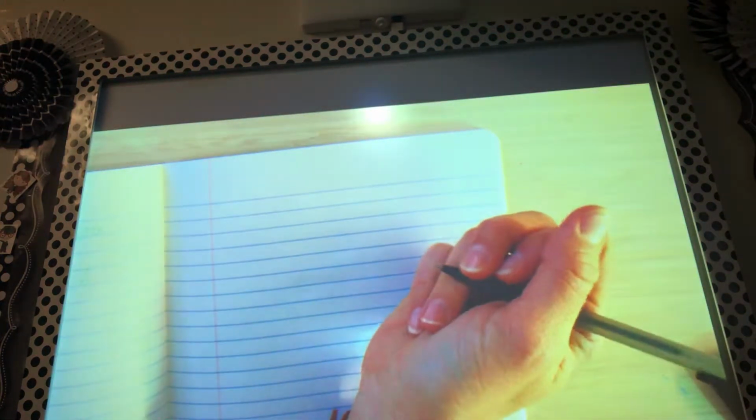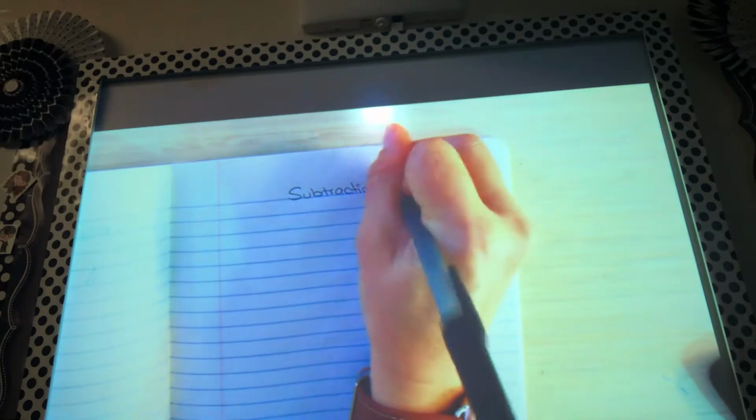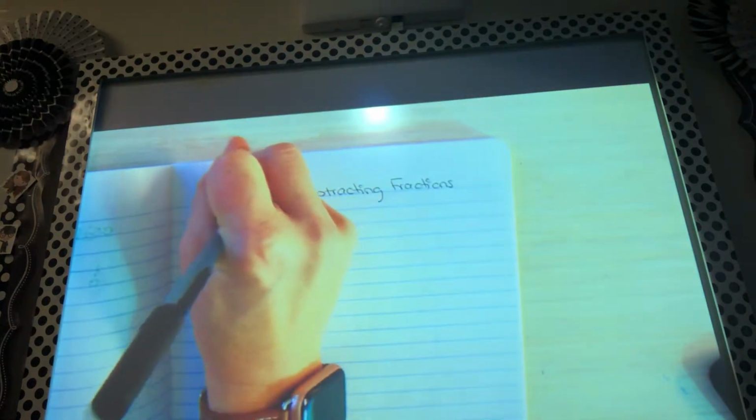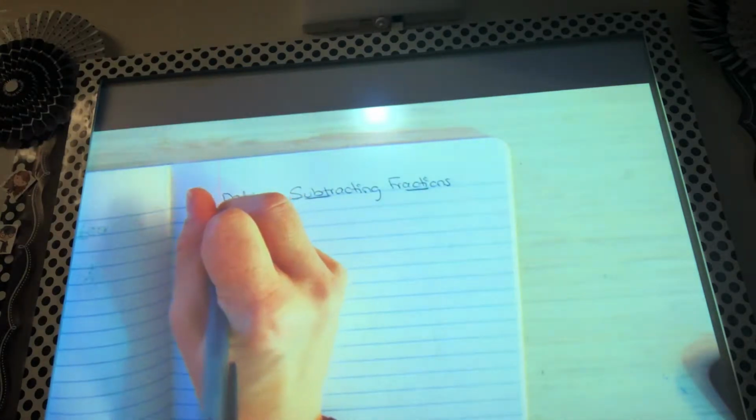Hi, welcome to Subtracting with Fractions, both mixed numbers and fractions greater than 1, in addition to simple fractions less than 1. So title your paper, and make sure you write your date off to the side. And we're going to start with just a review.